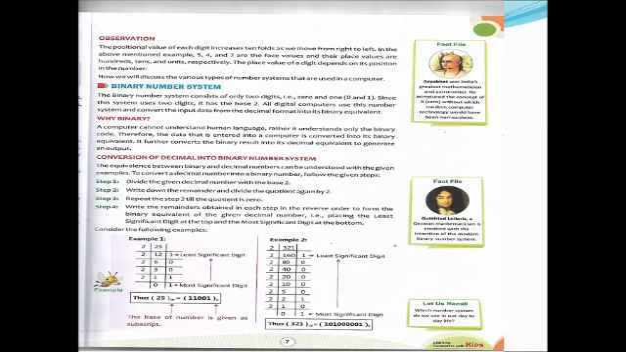Now discuss the binary number system. The binary number system consists of only 2 digits, 0 and 1. Digital computers use this number system and convert input data from decimal format into a binary equivalent.